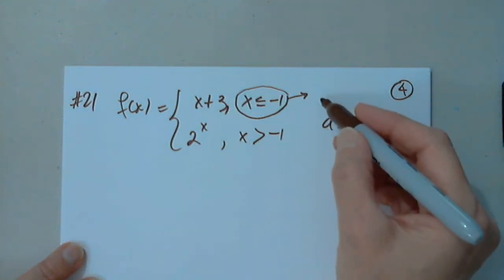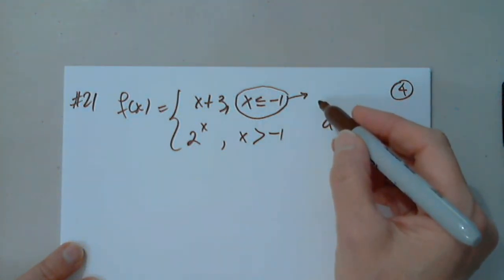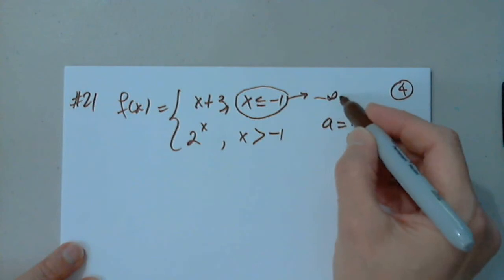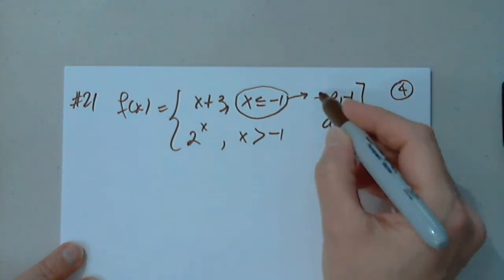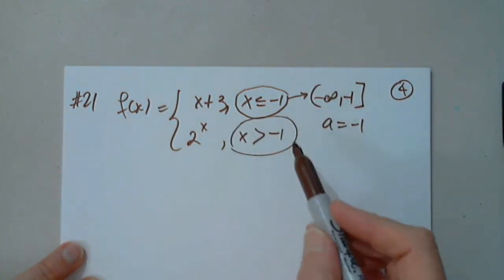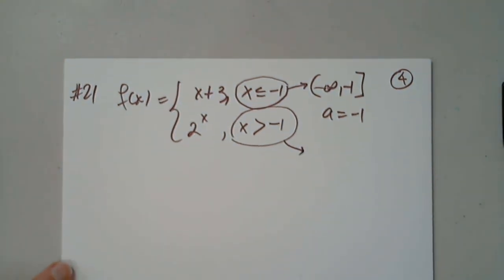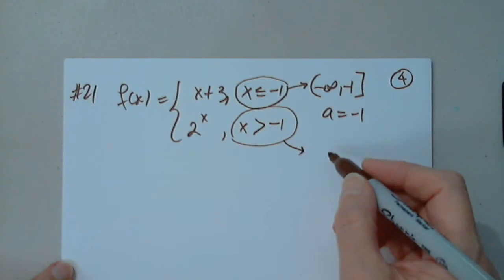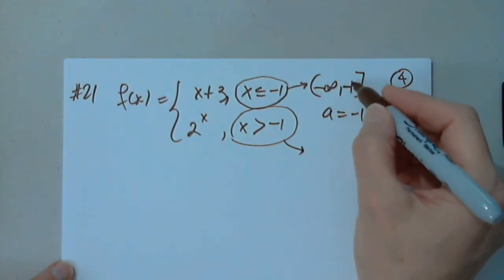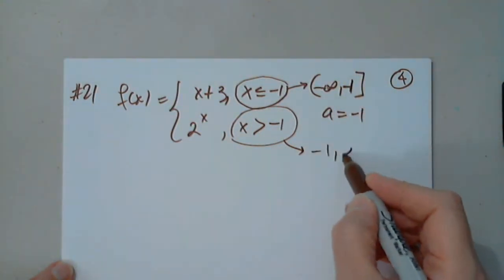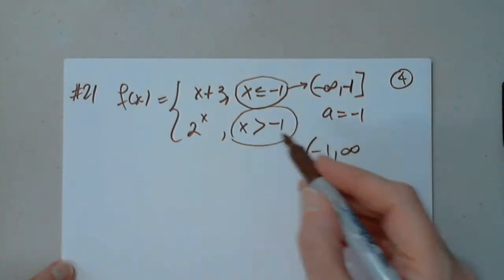What would that be? Negative infinity to -1 with a bracket. That's it. Awesome. Can anyone give us the interval notation for that? -1 to infinity, with a parenthesis because there is no equal symbol.